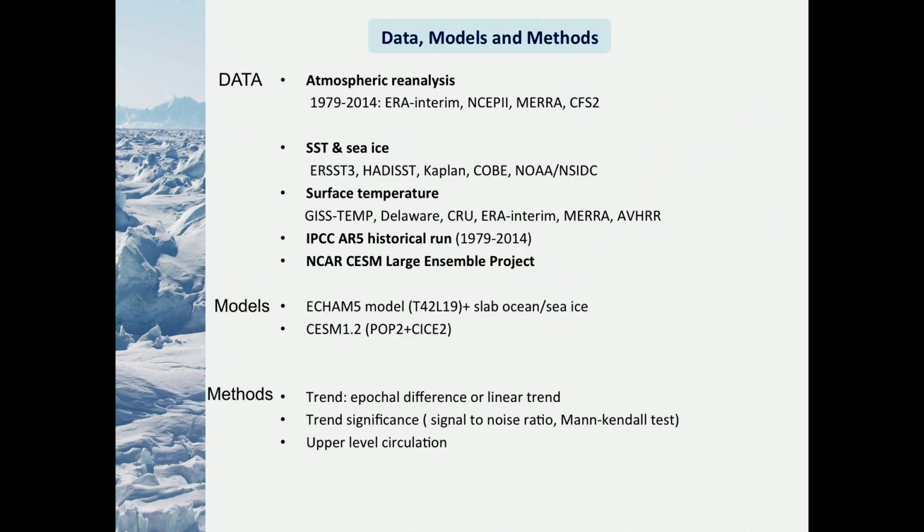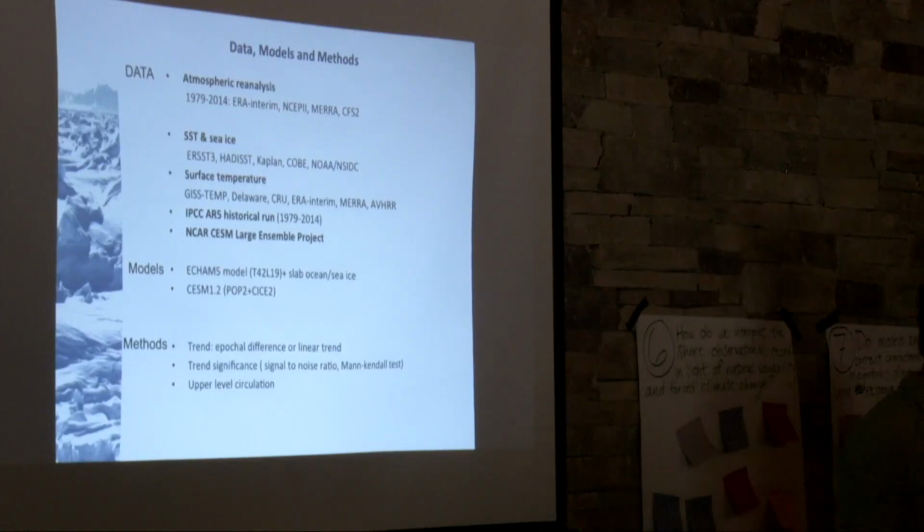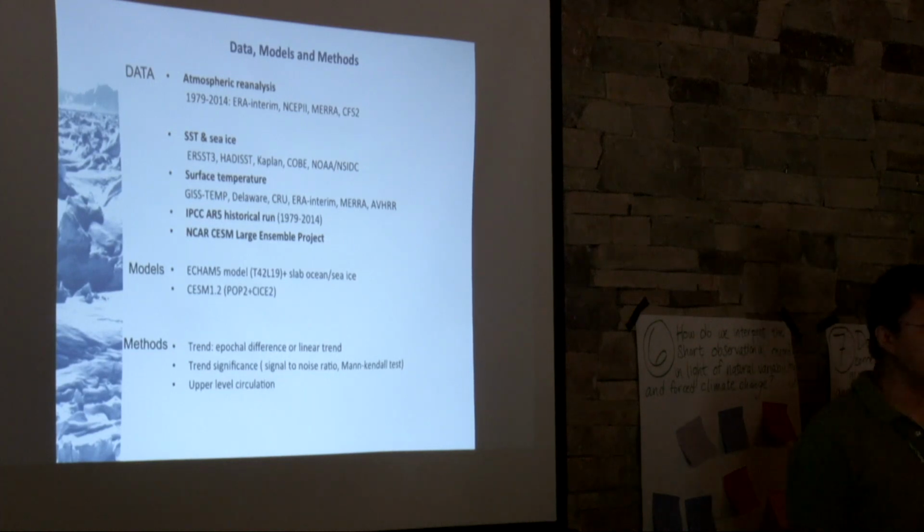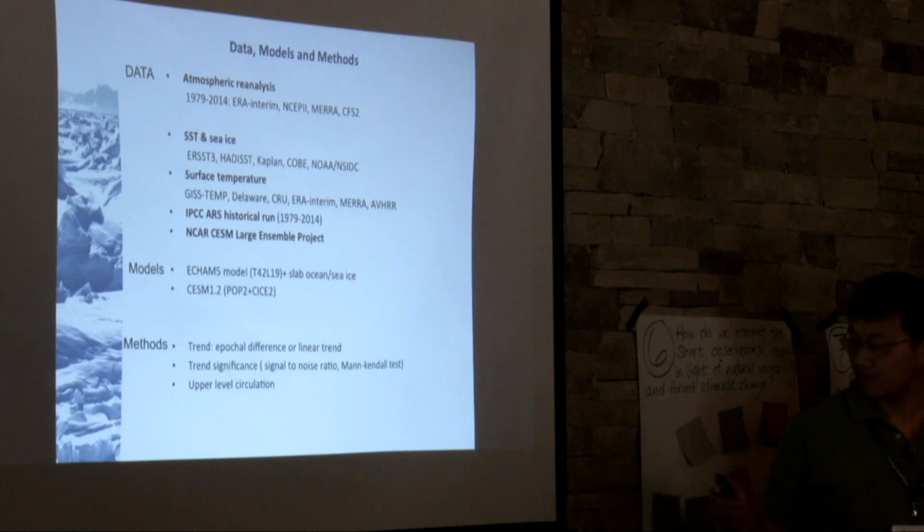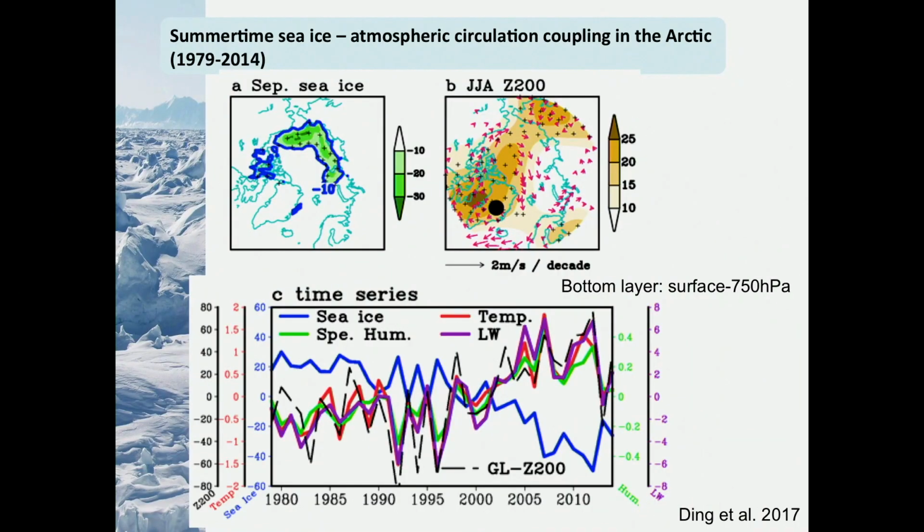And we're using the observations, all the data available. We also have a model. We have an ECHAM5 model coupled with a slab ocean model, a very simple model. In this model there's no ice dynamics, just thermal sea ice. So there's no ice drift, just local melting if the air above is warm. And here is the observation. So this is our figure.